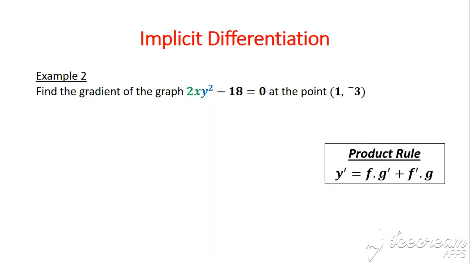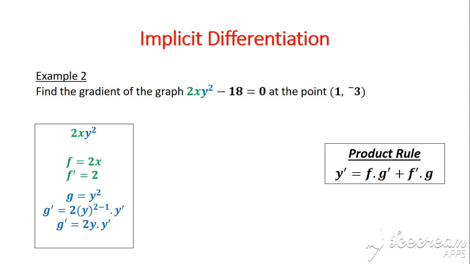Well, this unfortunately is even trickier because this is a product rule. We've got a function times a function. So over here is the working we need. We have 2xy squared, f is 2x and f dash becomes 2. And our g function is y squared. And we showed you in the last example how to differentiate that to get 2y times y dash. All right, so let's go back and use the product rule.